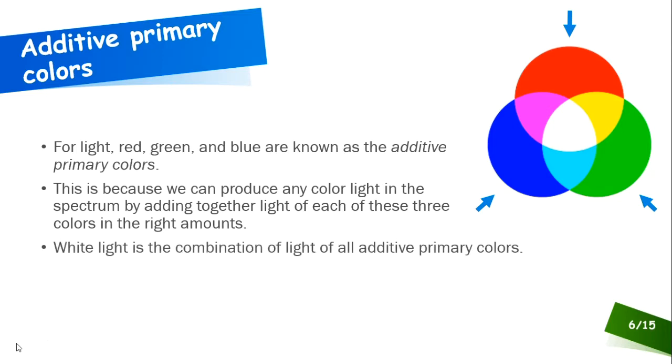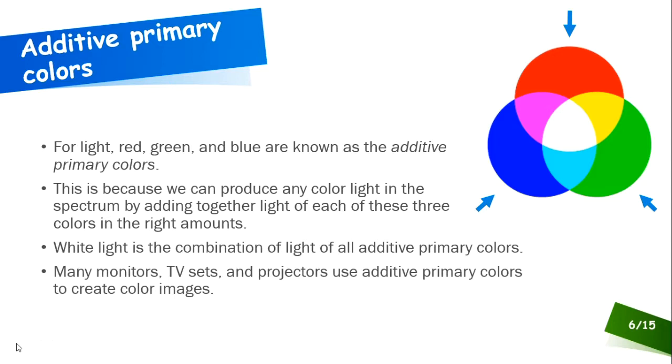Notice when we get all three to combine with each other, it produces white. That center portion of the color wheel, where you've got the red light, the blue light, and the green light, shows that they overlap each other. Combine them all together, and that gives us white light.